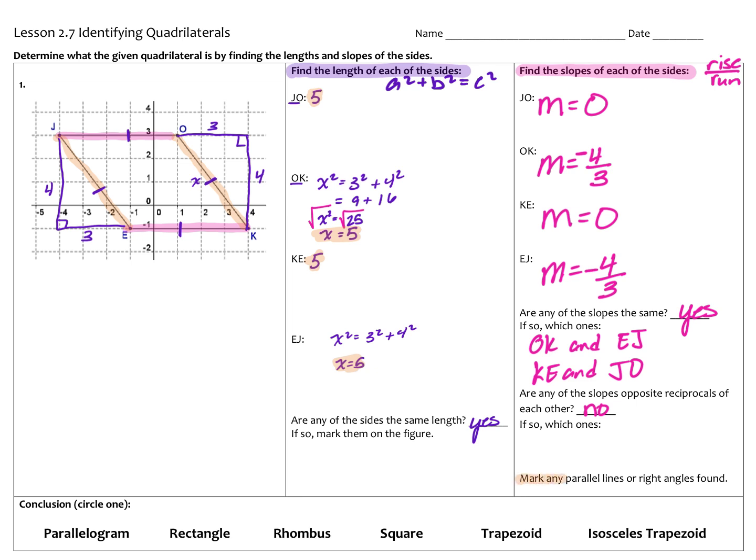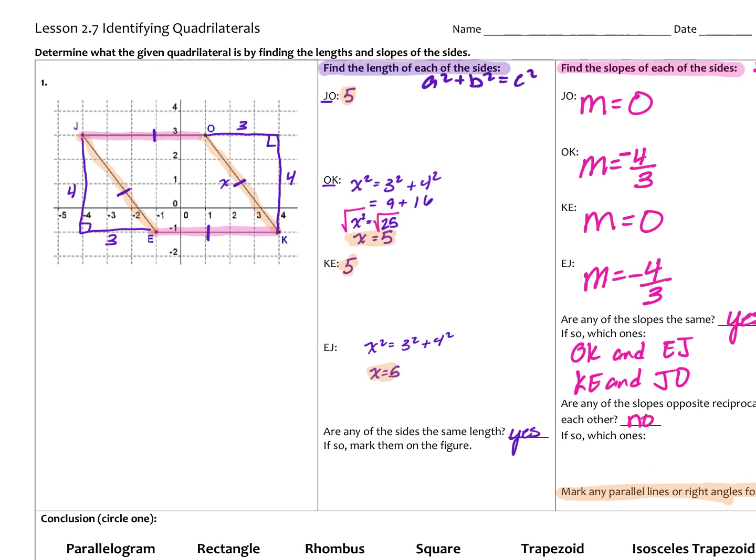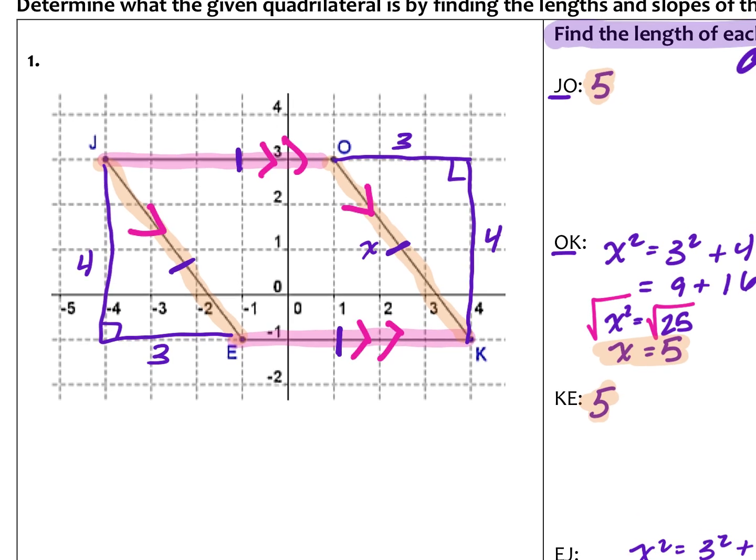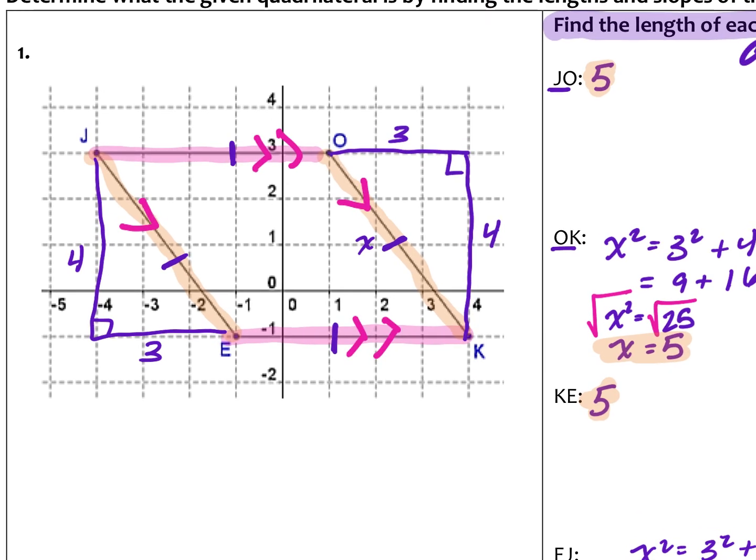So it says, mark any parallel lines or right angles found. So I have some lines that are parallel, right? OK and EJ are parallel. So, which one's OK? This one's parallel, so I'm just going to put a single arrow there and a single arrow there. So those 2 are parallel. And KE and JO, these 2 are parallel, so that's going to be a double arrow because they're not parallel to the other ones. So little arrows means you're parallel. I'm going to zoom in. And that's how we mark it.